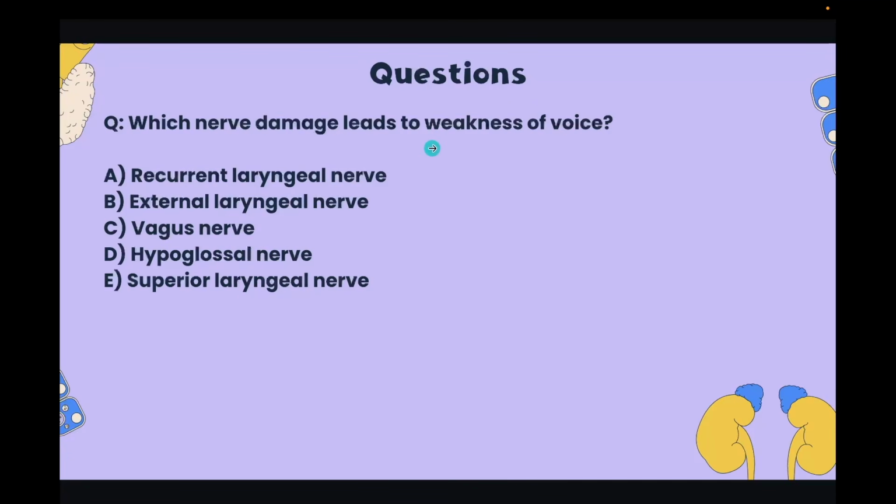Which nerve damage leads to weakness of the voice? Okay, this question can be a bit confusing because you could be stuck between either A and B. However, I mentioned earlier that for A, recurrent laryngeal nerve is for much more serious cases. So that means A can't be the answer, and the answer is going to be B, because in the question it only mentions weakness of the voice. Weakness of the voice such as a monotone is going to be caused by the injury of the external laryngeal nerve. Recurrent laryngeal nerve is going to cause much more serious issues later on.